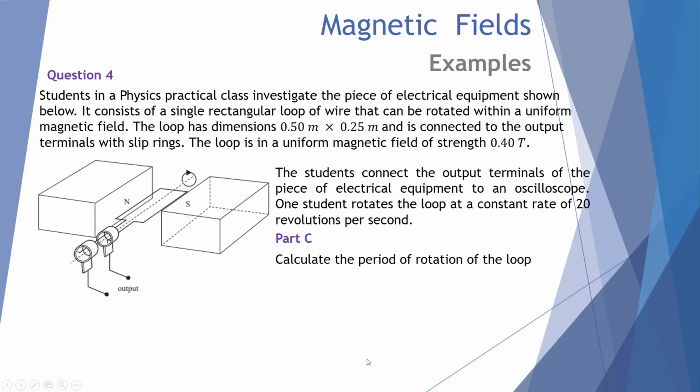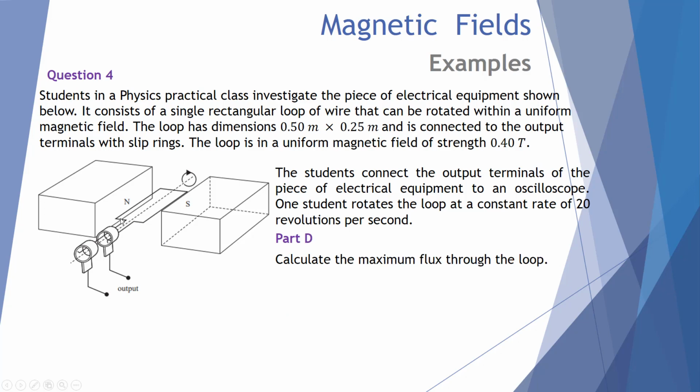The student connects the output terminals of the piece of electrical equipment to an oscilloscope. One student rotates the loop at a constant rate of 20 revolutions per second. Part C is to calculate the period of the rotation of the loop. So the period is T. Frequency f is 20 Hertz, 20 events per second. And we know the period is the reciprocal, 1 on f. So 1 on 20 gives me a period of 0.05. So this apparatus would take 0.05 to do 1 complete rotation back to its starting position.